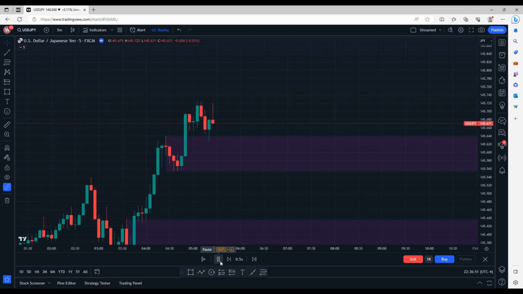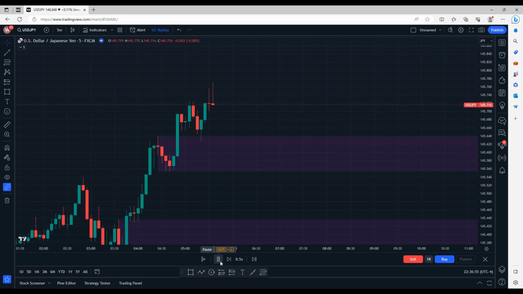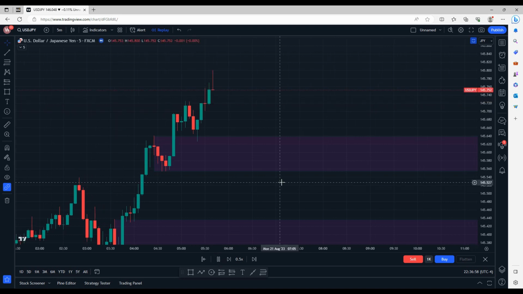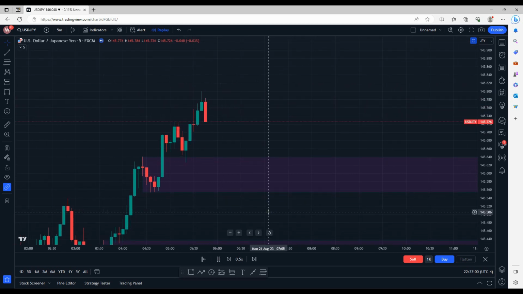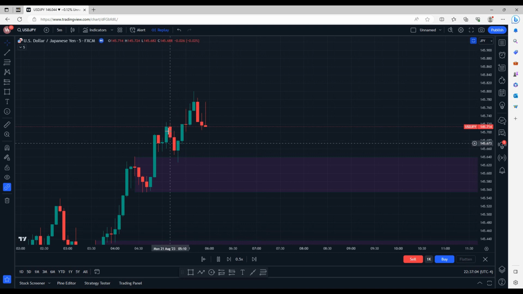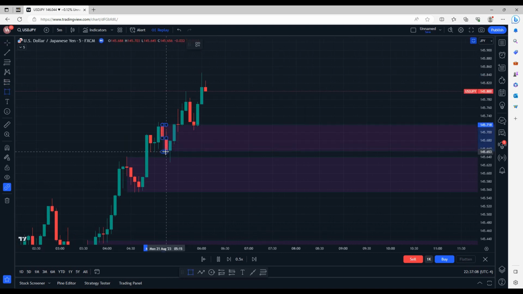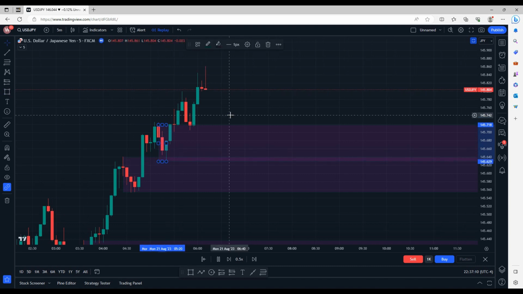Okay, so now it's back to the zone. There you go. Today would have been a beautiful day to trade. It's too bad I missed it. You have another zone here. Will it react to it? Yes, it does. So yeah, multiple opportunities today.